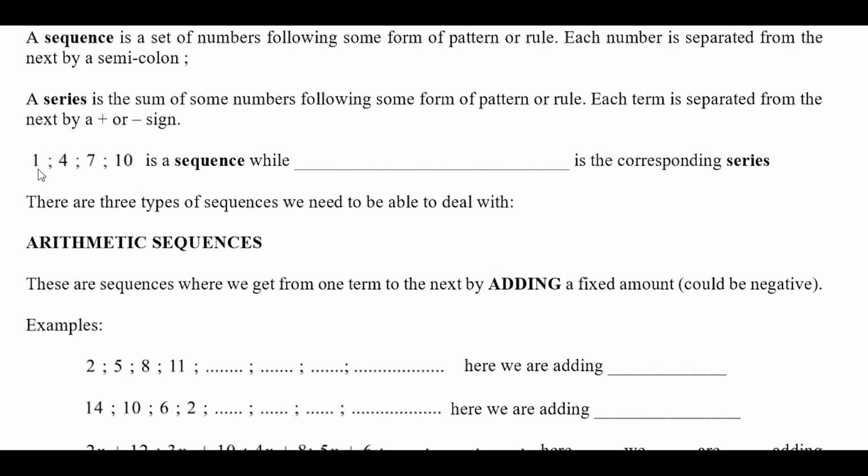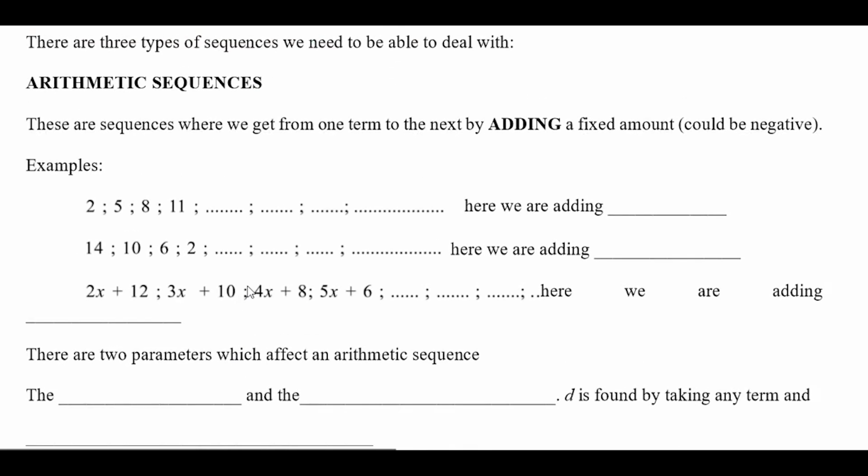So for example, if we've got a sequence 1, 4, 7, 10, then the corresponding series would be 1 plus 4 plus 7 plus 10. For matric maths, there are 3 different types of sequence that we need to deal with. The first is what we call an arithmetic sequence. And an arithmetic sequence is where we get from one term to the next by adding a fixed amount.